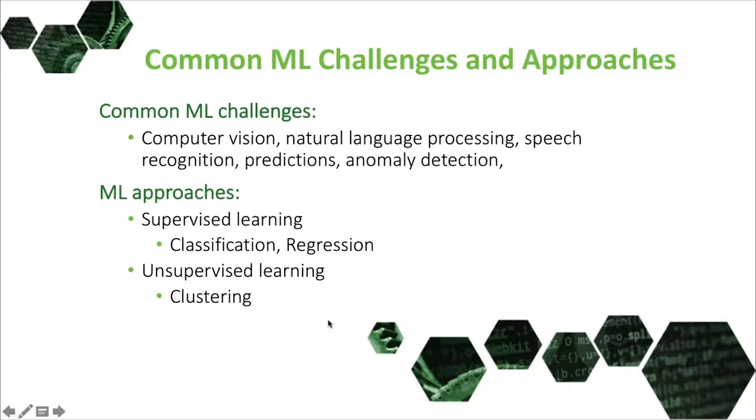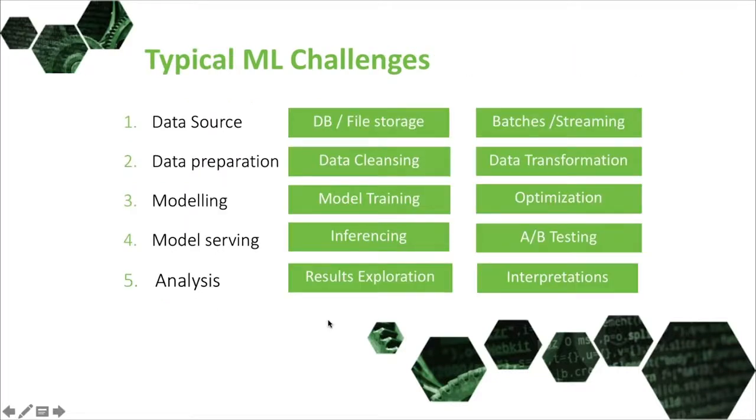If you are talking about technology or process for machine learning, I would say there are 5 main steps. The first one is you need to work with your data sources, and data sources could be database, file storage, and it could be batched input or it could be streams.